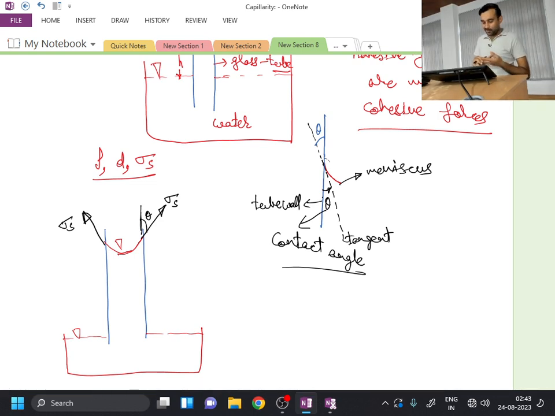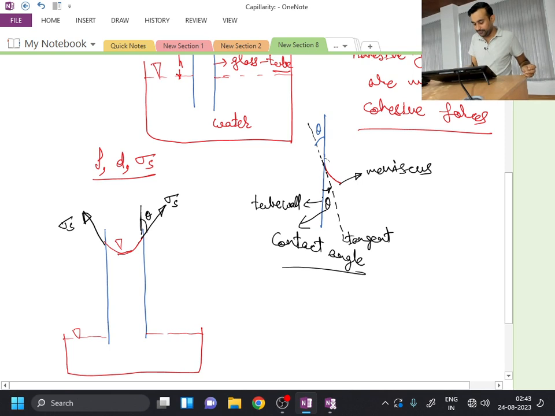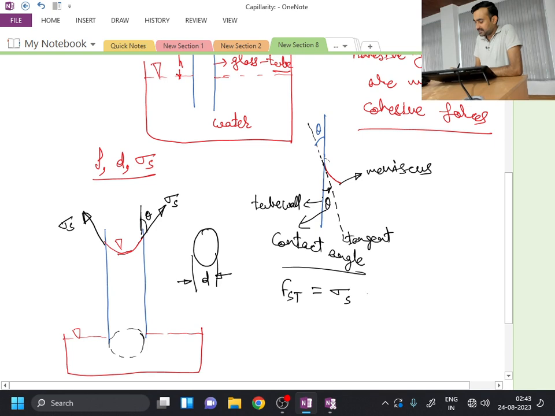Fine. Now this tube is a circular tube. If I draw the cross section of this blue colored tube, it is a circle of diameter d. Now we have the surface tension force, and its magnitude will be sigma s times pi d, because the surface tension is acting at the interface, and the interface perimeter is pi d. So pi d times sigma s is our surface tension force.